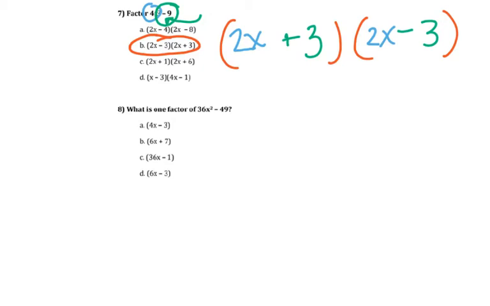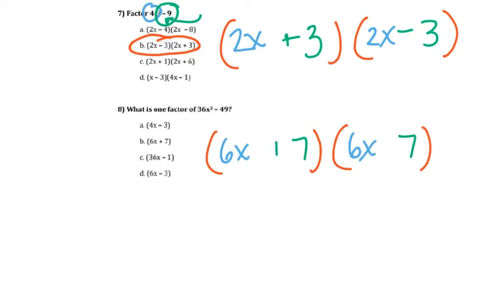So at number 8, same thing. It says, what is one factor? Well, we know that these are perfect squares. 36 is the same as 6 times 6. 49 is the same as 7 times 7. To make it a negative 49, one had to be positive times a negative. Which answer choice has one of these factors? B does. Easy. So if you ever see perfect squares, just go straight to your parentheses and figure out what times itself makes those numbers. Very easy.